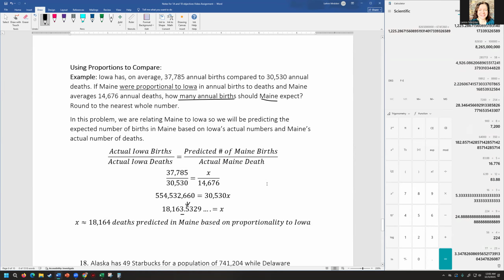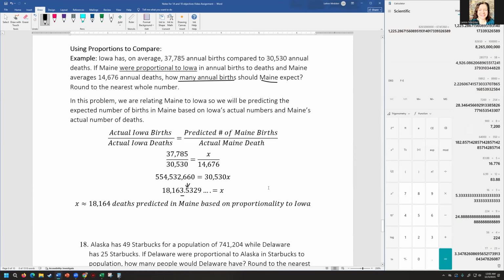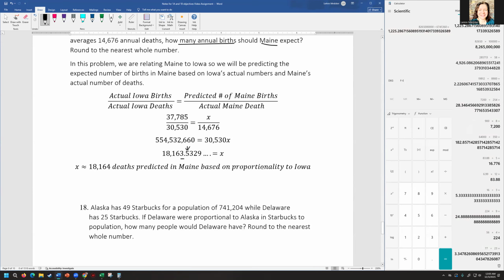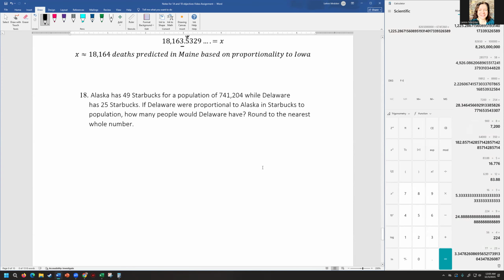Okay. Now, that doesn't mean that's the actual number in Maine. That is based on saying Maine is proportional to Iowa in births to deaths. So again, it's a predicted number. If that changes where they're not proportional anymore, this would not be as accurate as it is right now. Okay. All right, so we have a couple more.